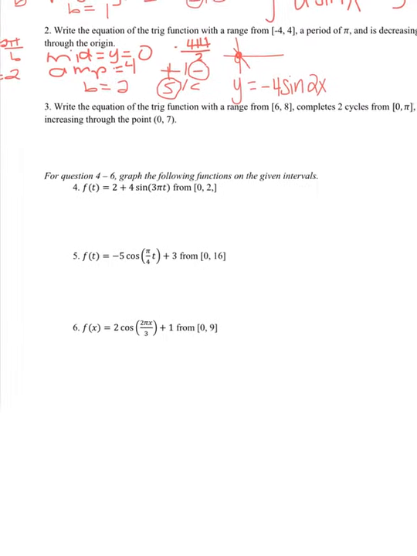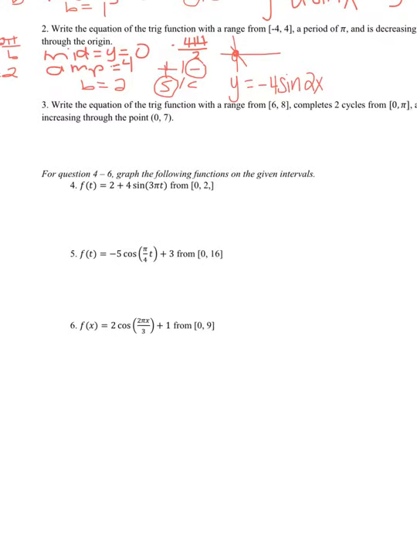Number 3, last one. So same idea, you have the range is 6 to 8. So if I do 6 plus 8 divided by 2, that gives me 7. So 14 divided by 2 is 7. So my midline is y equals 7. The amplitude then would be 1. If you're at 7, you have to go down to 6, and up to 8, you have to move a distance of 1. So the amplitude is 1.